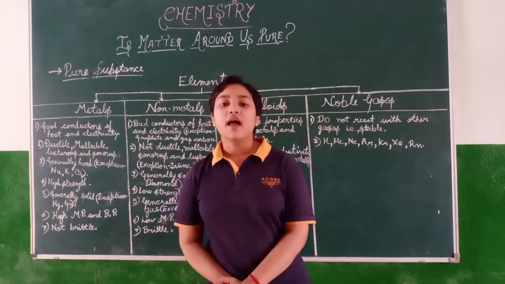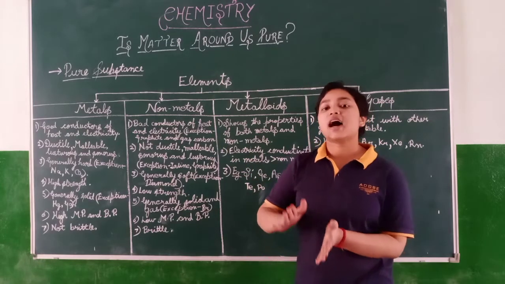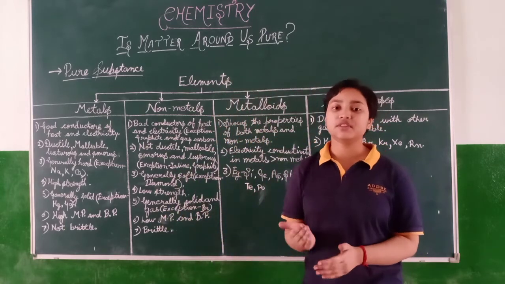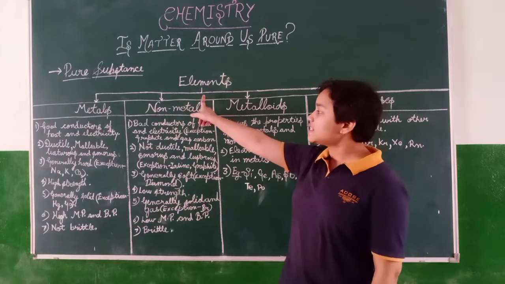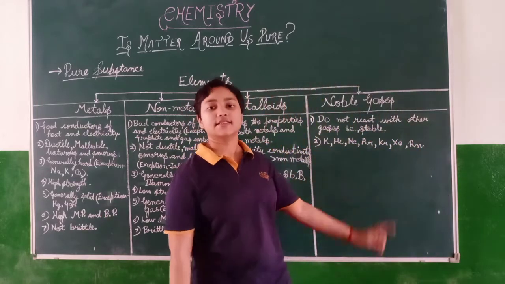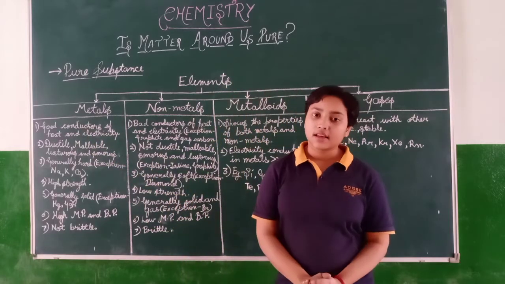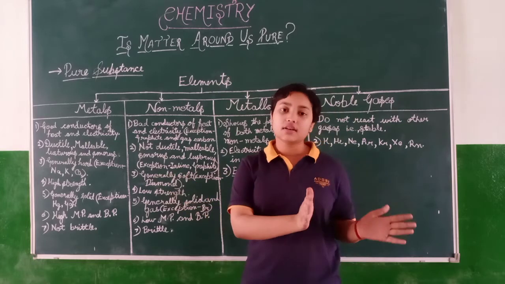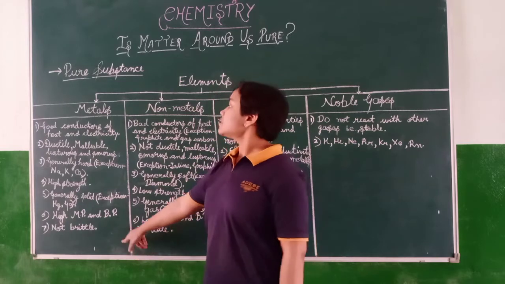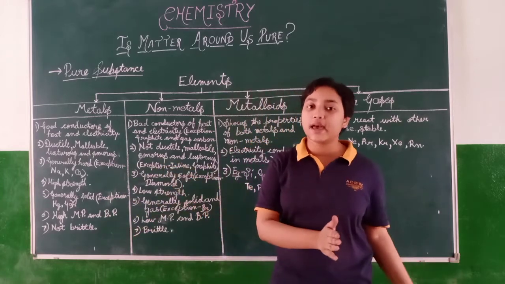What are elements? Elements are the simplest form of the pure substance. Elements are made up of atoms and they cannot be further divided into simpler forms. Elements have four parts: metals, non-metals, metalloids and noble gases. So what are metals? These are electropositive elements, meaning they can pass electricity through them. These are the properties of metals. They are good conductors of heat and electricity. Heat and electricity can be passed through them.